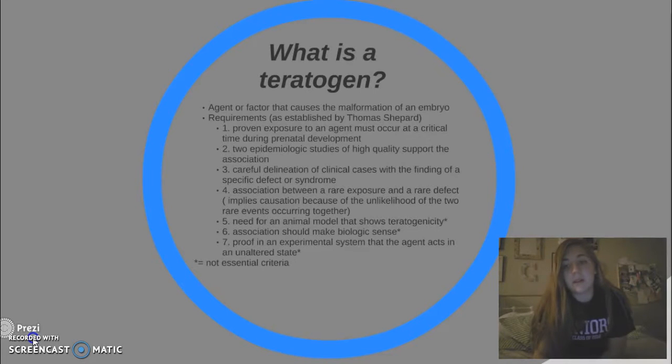The last three are not essential, but it does not hurt to fulfill these requirements. Five, need for an animal model that shows teratogenicity; six, an association should make biological sense; and seven, proof in an experimental system that the agent acts in an unaltered state.